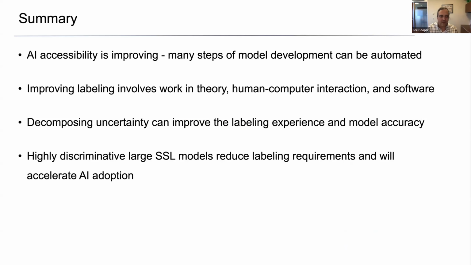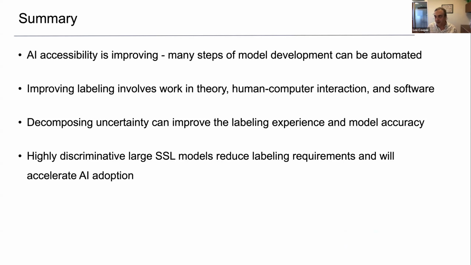I'll just leave you with a summary here. Over the trajectory of my research with NLM, I've seen that accessibility to AI is really improving, and there's more work to do. But many steps of developing AI models can really improve. I think this labeling step is going to be the last thing to fall. Improving the labeling experience and efficiency involves a combination of work in theory, human-computer interaction, and attention to software development, like I've shown today.